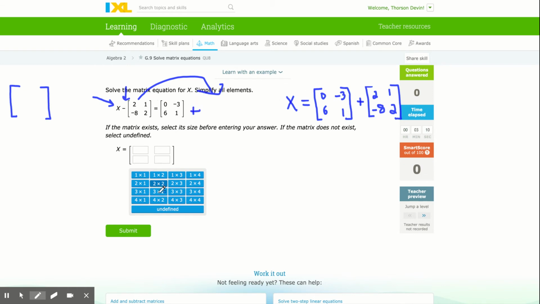So then 0 plus 2 is 2. And so my x value would have a first element of 2. Negative 3 plus 1 is negative 2. That second element will be negative 2. And then 6 plus a negative 8 will be negative 2 again. And the last element is 1 plus 2, which is 3.